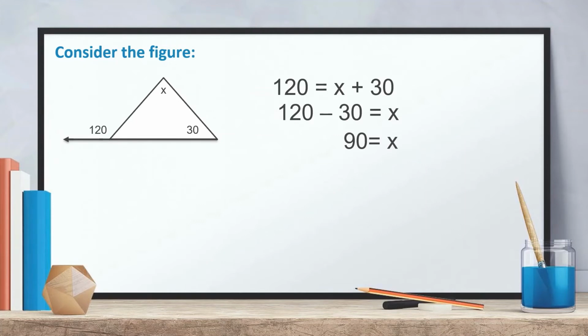Going back to the first example that we have, let us compare the measures of the exterior angle to the measures of the remote interior angles. So since the value of x is equal to 90, we can say that the exterior angle 120 is greater than 90. And since the other remote interior angle is 30, we can say that 120 is greater than 30. This shows the exterior angle inequality theorem.